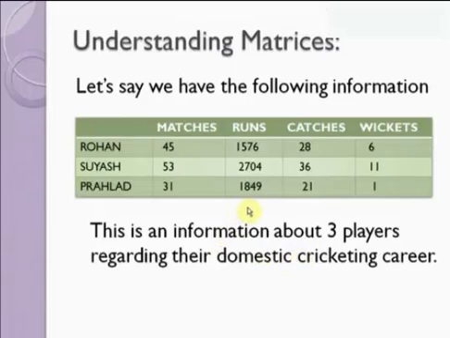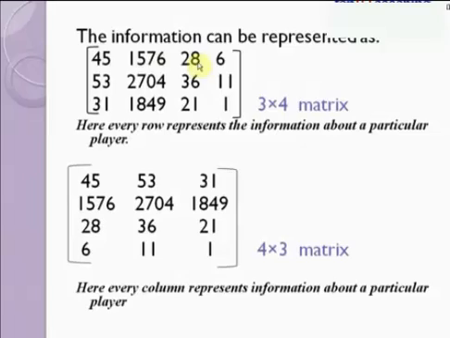Let us try to depict this information in the form of a matrix. We can do it as 45, 1576, 28, 6, 53, 2704, 36, 11, 31, 1849, 21 and 1. Now this is actually a 3 cross 4 matrix as it has got 3 rows and 4 columns. What we have tried to depict here is that every row represents information about a particular player. For example, the third row represents the information about Prahlad, that he has played 31 matches, scored 1849 runs, took 21 catches and he took 1 wicket. And similarly, this represents information about Suyash.